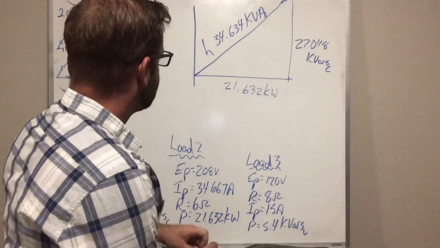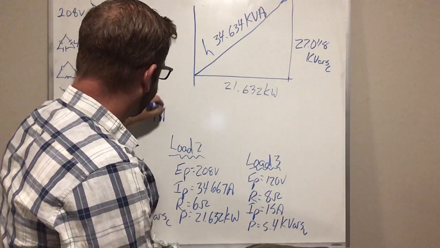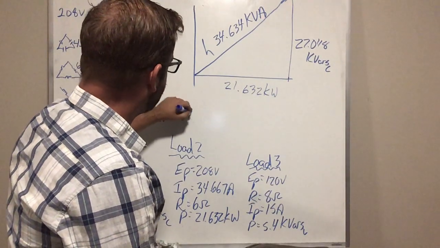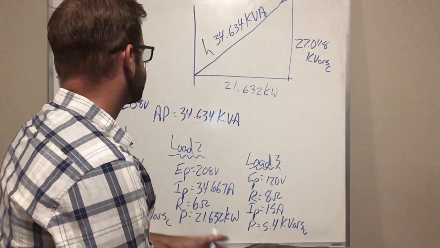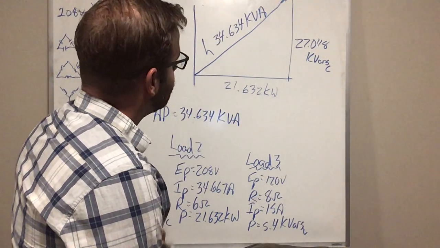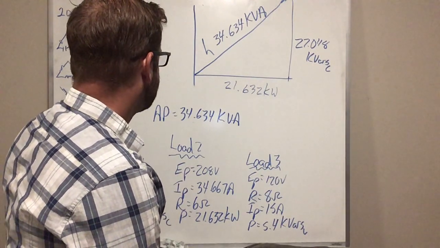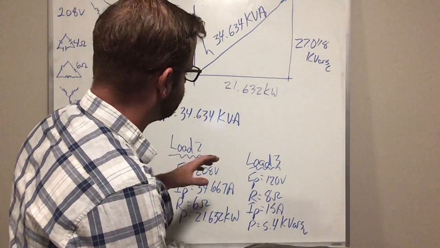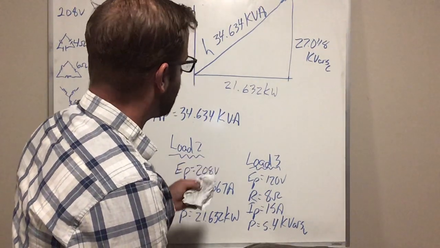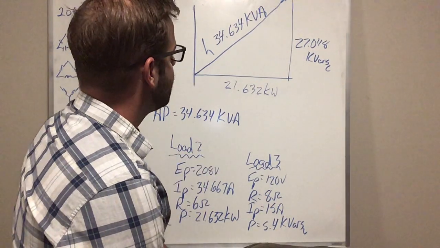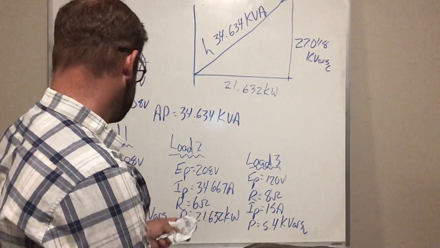So we can write that over here. Our apparent power is equal to 34.634 kVA. And I know from the last video you guys really liked moving between the two triangles to look at what your line current is. So I think I will do that with this one.